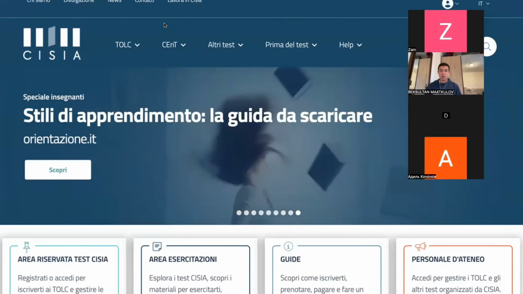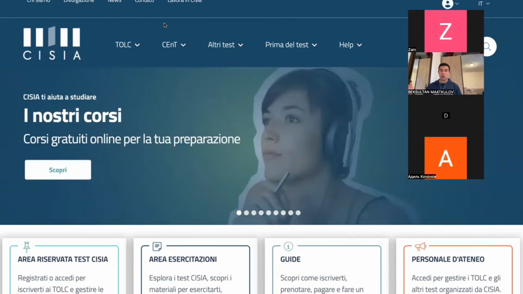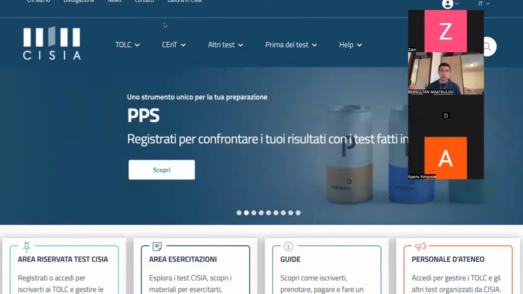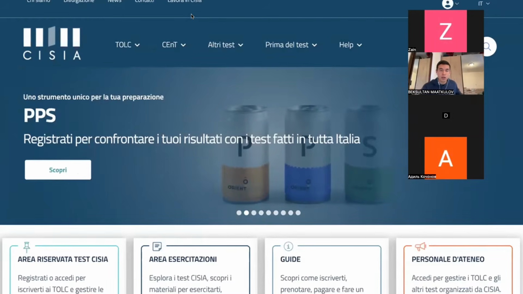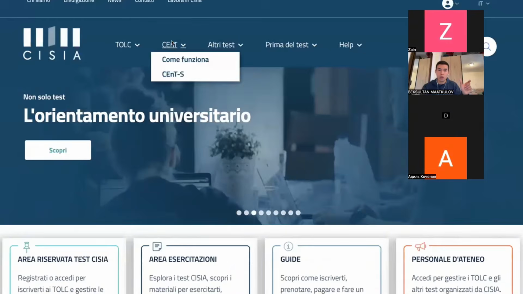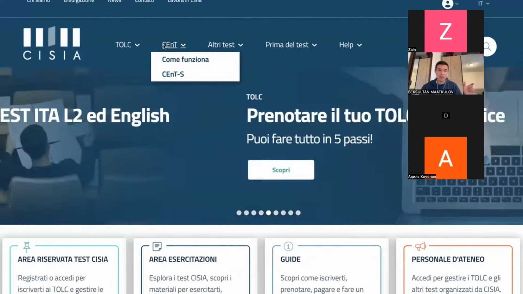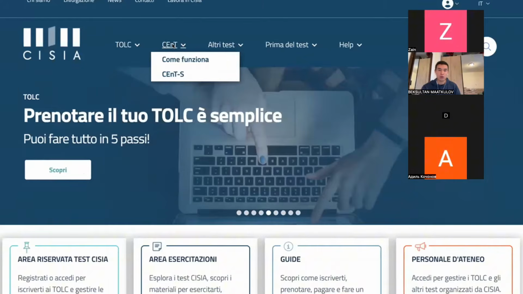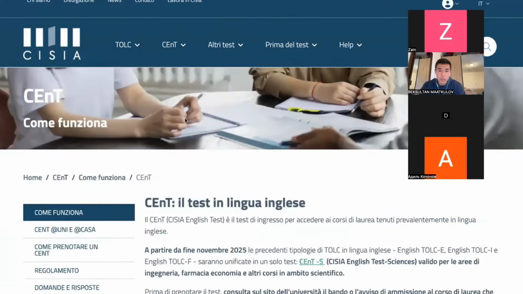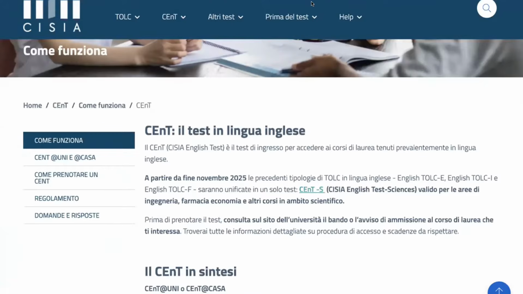And if you were about to apply last year, you were supposed to take English TOLC-I, English TOLC-F, and English TOLC-E. But this year, they combined these tests into one, and they call it CEnT. Okay, this is not CEnT. Like in Italian, C is pronounced as chi, and yeah, they call it CEnT. So this is general info about it.